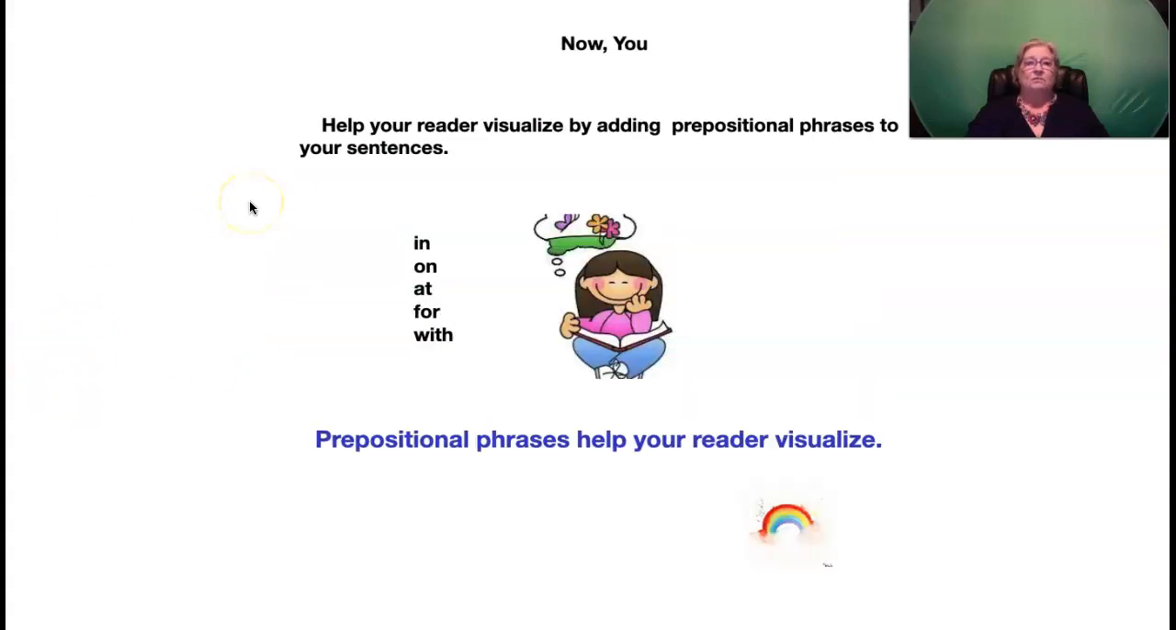Okay, so when I did this lesson, students had a rough draft, a work in progress, and what I wanted them to do was simply add, since they're beginners, let's just add a few. Let's choose 1 or 2 or 3 of these and add them to your work in progress. And the moral of the story is that prepositional phrases help your reader visualize.